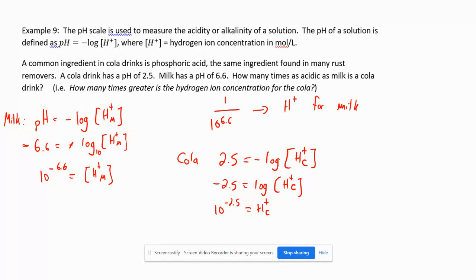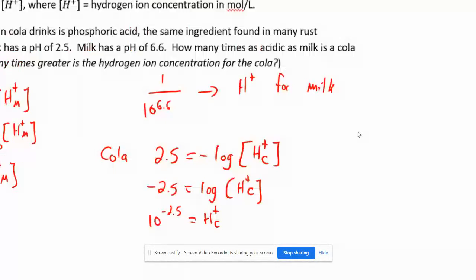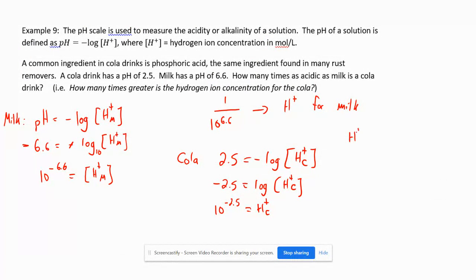Now, what they're saying is how many times more. For example, if one person has 24 grams and another person has 6 grams, one person has 4 times as many. You get that by going 24 divided by 6. So if I'm asking how many times as acidic as milk is cola, we want to take the H positive for cola and divide that by the H positive for milk. That will give us the number of times as acidic. So this is going to be 10 to the negative 2.5 over 10 to the negative 6.6.